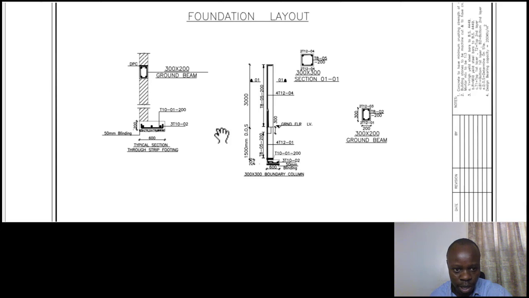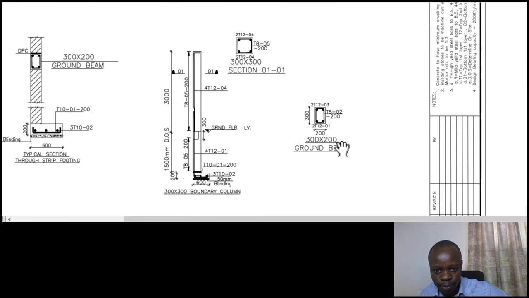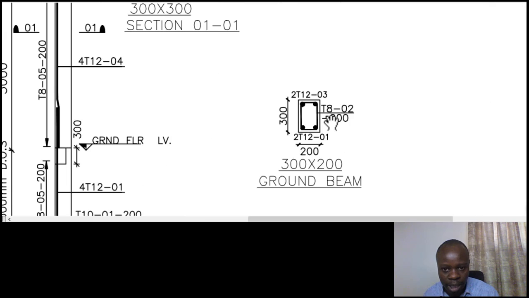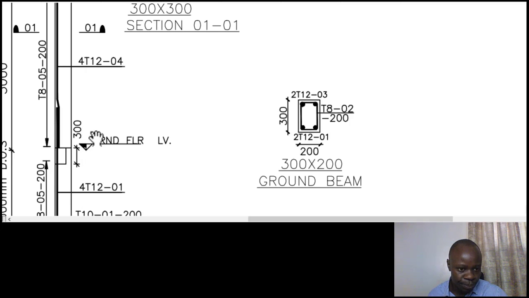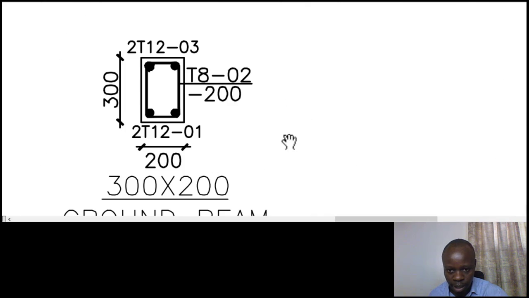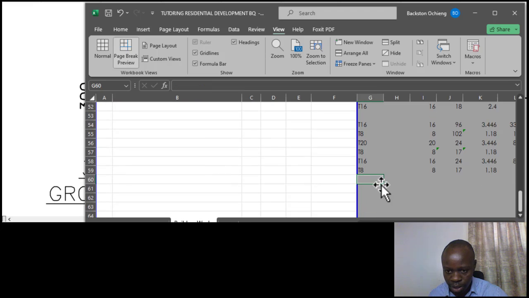Get to the details. The detail for the ground beam is here. The reinforcement detail is also drawn at the side. So the ground beam was 300 times 200 in terms of the size. For the bars that we have, it's 2T12 at the top, then we also have 2T12 at the bottom, and we have a link of T8. So as usual, the way we've conducted the other ones, we'll identify the bar. That is the first line of identification. Identify the bars. So the bar that we have is T12, right?